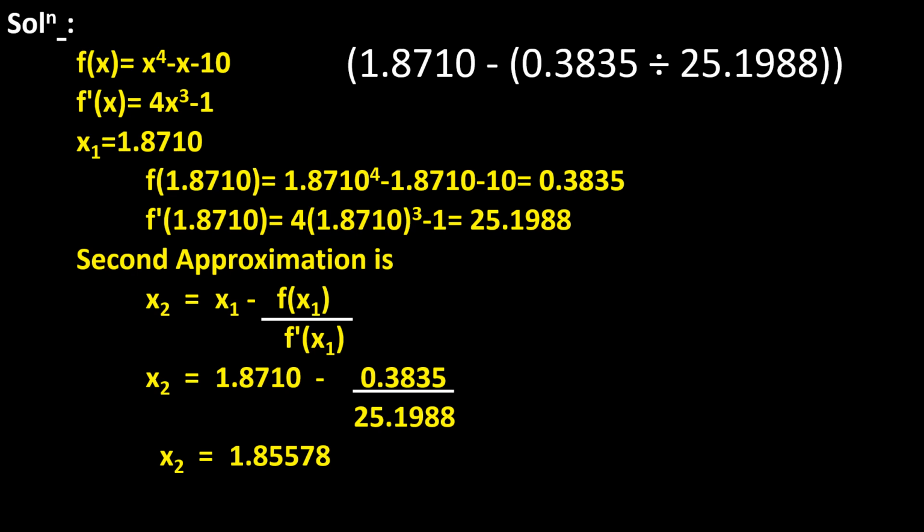That one we need to truncate because we need to consider only 4 digits after the decimal point. So the truncating digit is 8, which is greater than 5. Therefore you need to add 1 to the previous digit. The previous digit is 7, so when we add 1 to 7 it becomes 8. Therefore x2 will be equal to 1.8558. This is the second approximation.